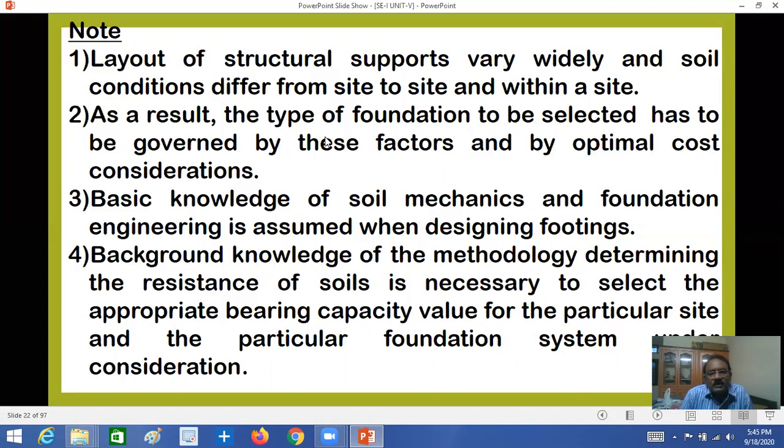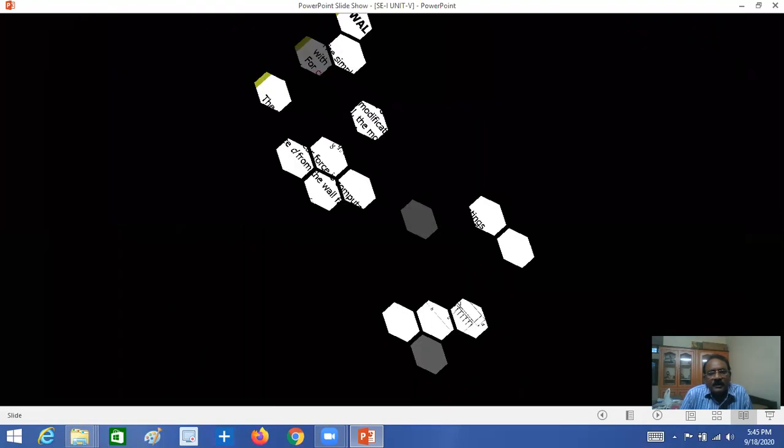The layout of structural supports varies widely and soil conditions differ from site to site, and as a result the foundation to be selected has to be governed by optimal cost consideration. Basic knowledge of soil mechanics and foundation engineering is assumed when designing footings. Background knowledge of the methodology for determining the resistance of the soils is necessary to select the appropriate bearing value for the particular site and the particular foundation system under consideration.